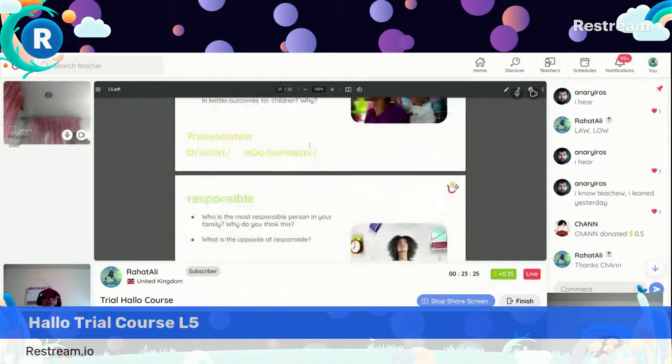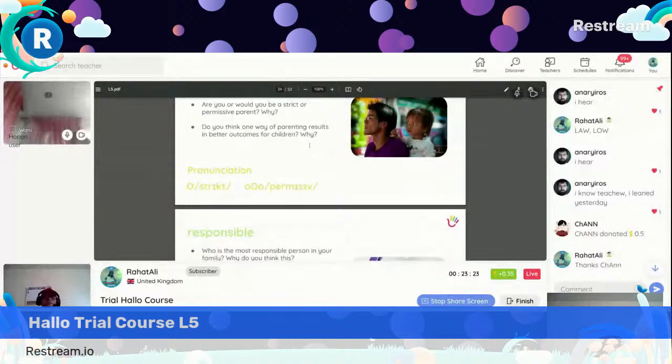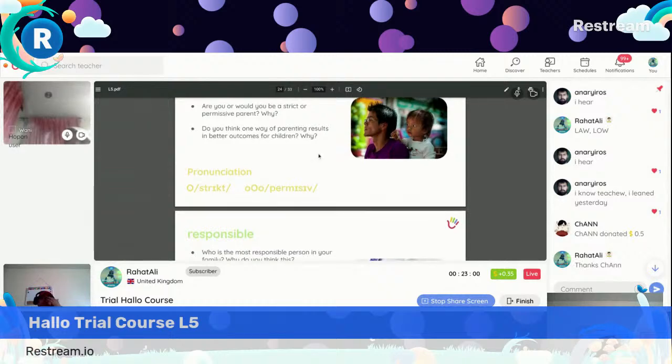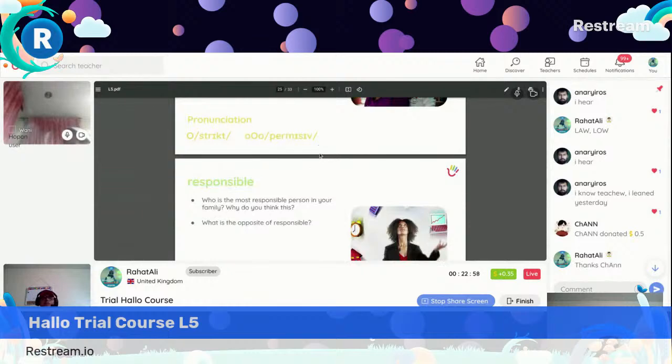So next word. This accent is strict, permissive. Strict, permissive. By the way, I'm trying to follow the RP accent, where R is silent in British accent, but in American accent, R must be pronounced. So it's permissive. Where should I say permissive or strict? Permissive.